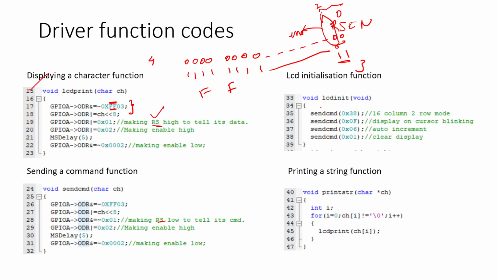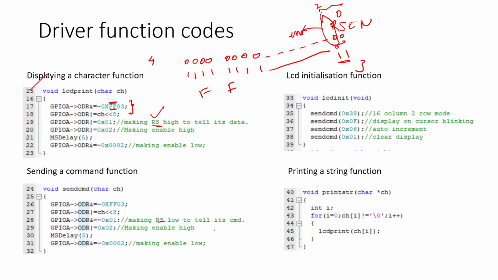And coming to LCD init, as we already defined the send command function, we'll directly send the commands using the send command function one by one, like 0x38 for 16x2 and 5x7 matrix, and 0x0F for cursor blinking and display on, and 0x06 for auto incrementing the display, and 0x01 for clearing the display.